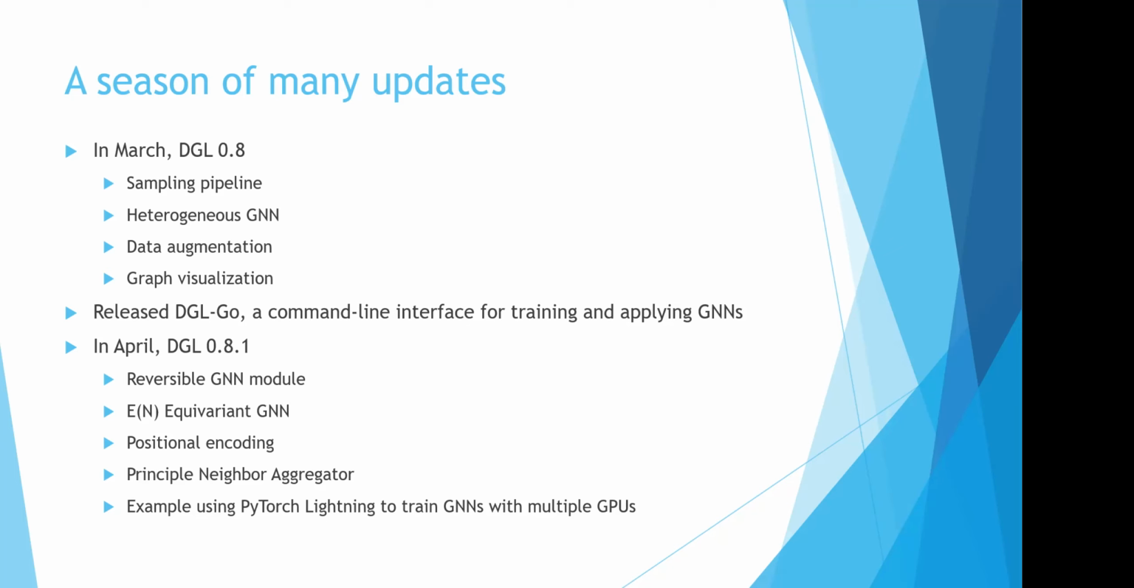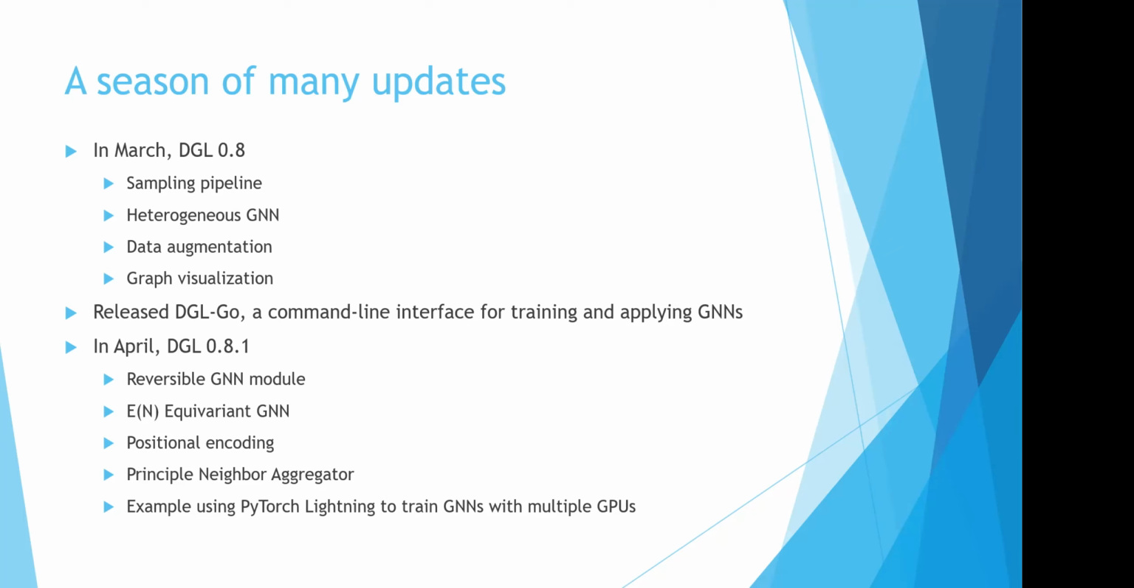And in April, just 1 month afterwards, we released 0.1.8. That's a small release, but we included different modules for the latest research work, for example, the reversible GNN module, equivariant GNN, which is very useful for point cloud data or protein data, positional encoding, the principal neighbor aggregator, and also some other improvements.